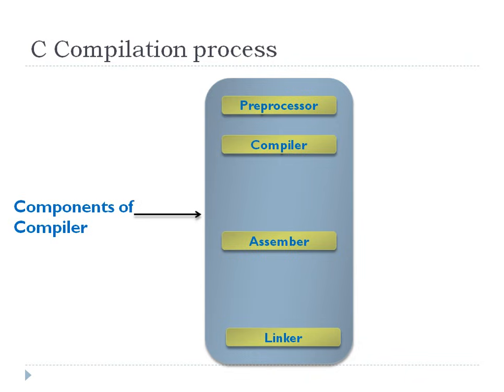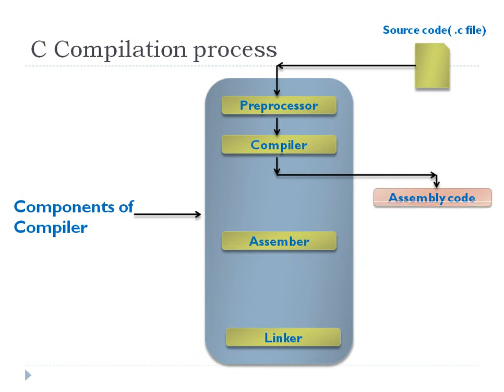When we write any C program, that C program is first processed by the preprocessor, and the preprocessor generates some intermediate file. That file is given to the compiler. The role of the compiler is that it takes the files generated by the preprocessor as input and generates assembly code. So it converts our C program files into assembly language.